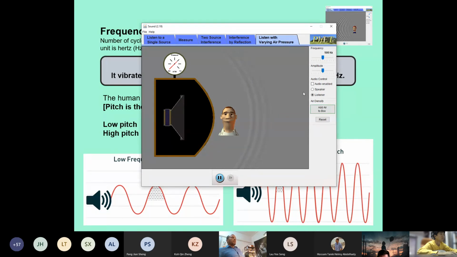As you can see, there is a speaker inside the room, and you are here, the listener, right? So I will switch on the sound.